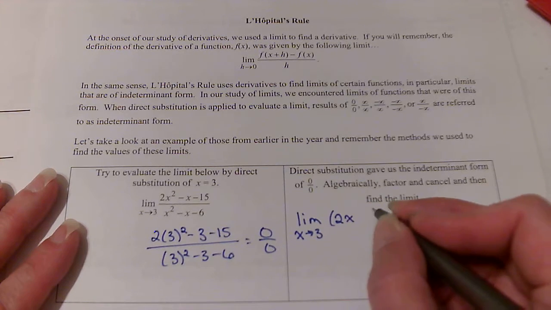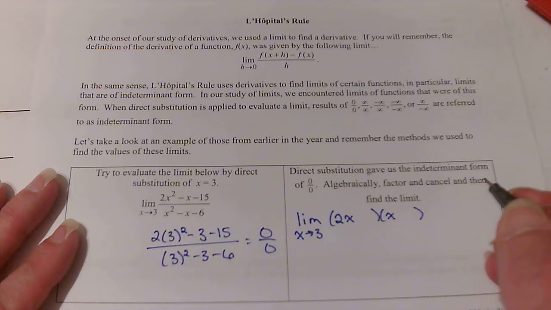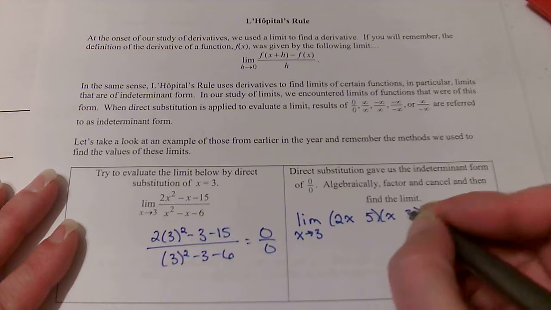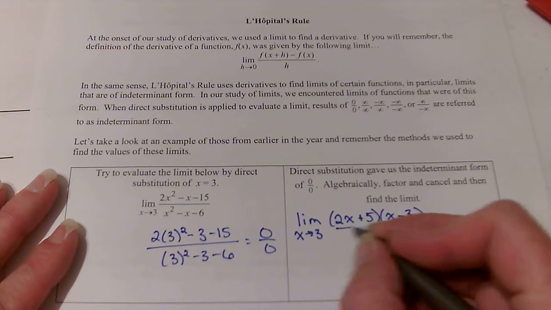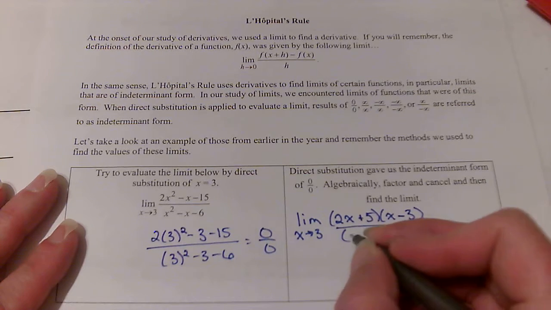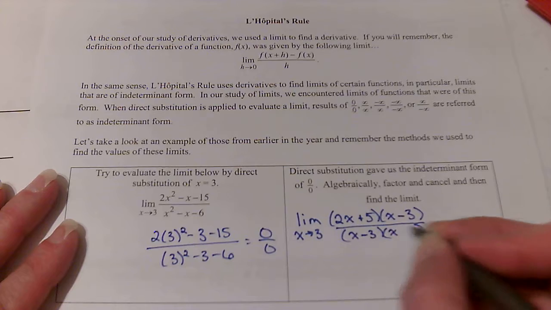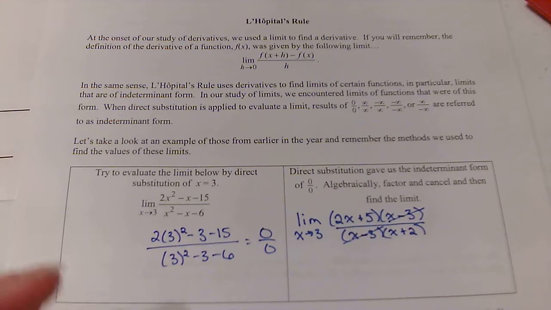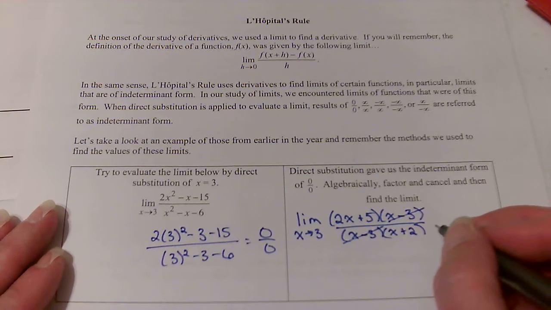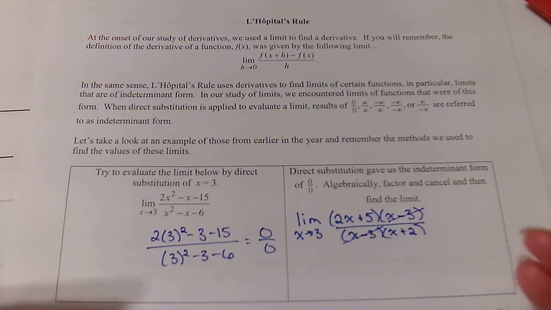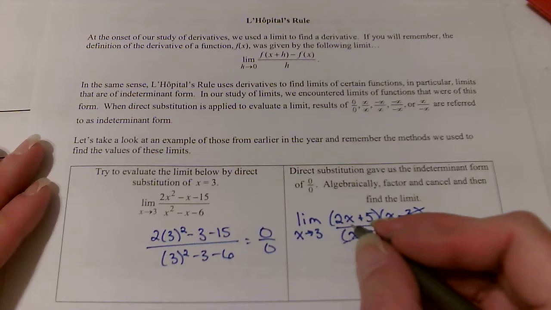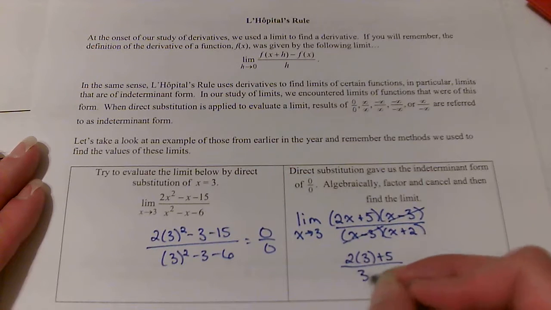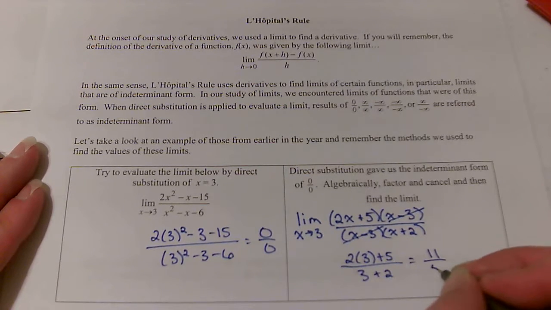And that would end up being 2x and x. I need a 5 and a 3. So it had to be 5 and a 3. Negative 6 plus 5. In the denominator, I'd have x and x, negative 3, and a positive 2. So notice these canceled out. That meant I had a hole in the graph. But it also allowed me to figure out where the graph was going to at that hole. When I plug in 3, I get 2 times 3 plus 5 over 3 plus 2. So I get 11 over 5.